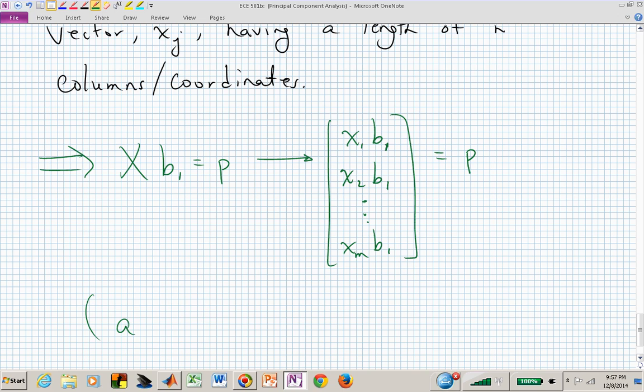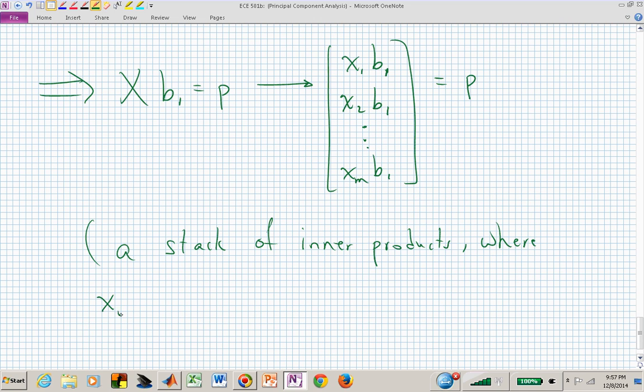This capital X b1 is really then just a stack of inner products, in particular little m such inner products, where x sub i b1, as I said, represents an individual inner product.